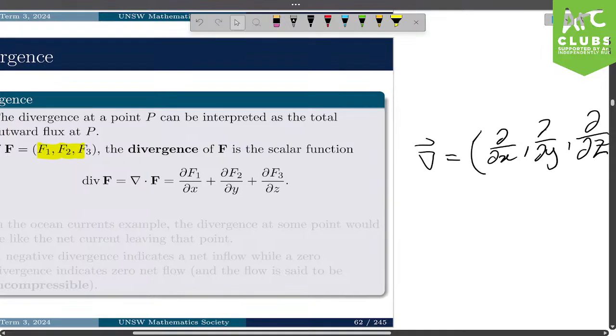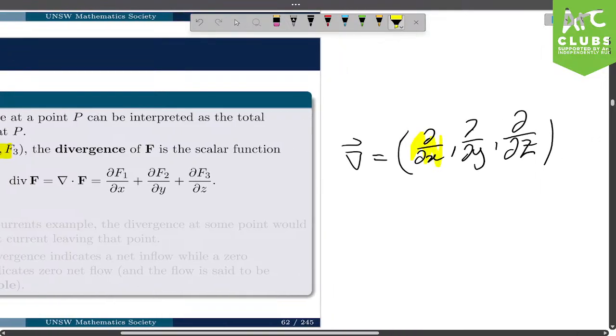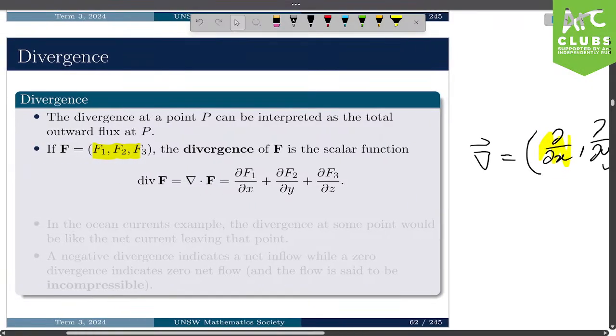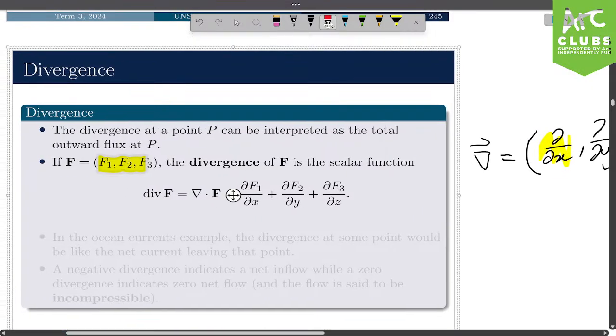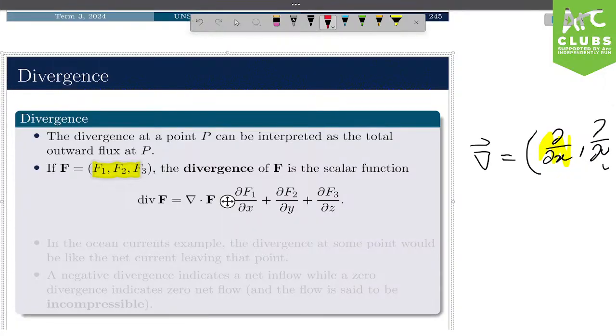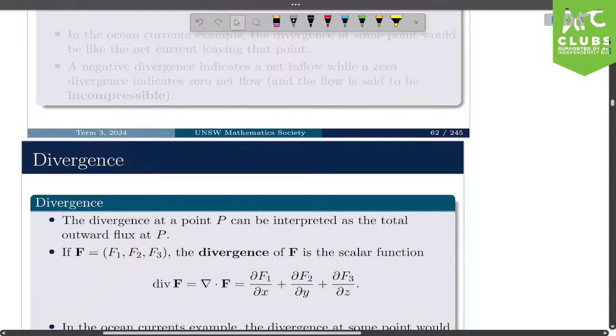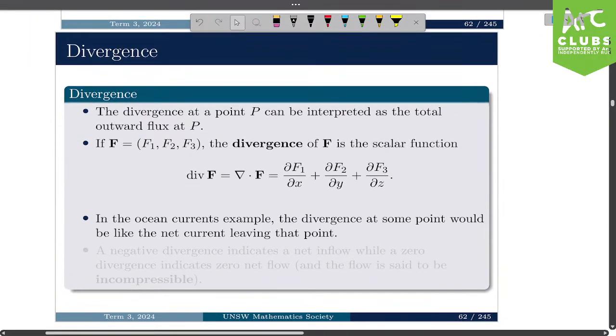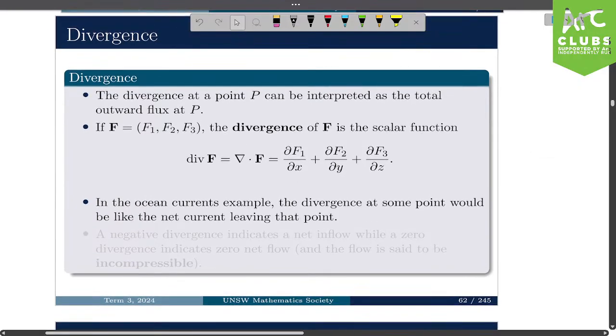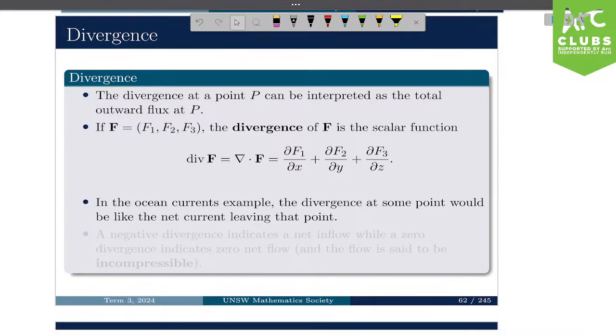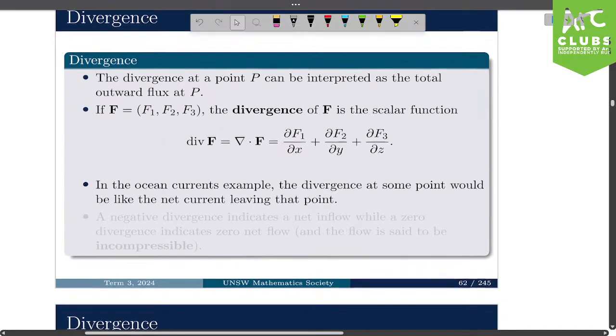So when we take the dot product, we just dot our derivative operator with the first value in our vector field, f1. You'll see that gives us this term here. And then we just repeat that. So all we're doing is summing the partial derivatives, and it's no longer a vector valued function, it's a scalar value. An example of this might be ocean currents. Say you've got some control volume underwater and you want to talk about how much water is passing through this point. You could calculate the divergence of that region and it'll give you that value of everything passing through, the net current leaving that point.